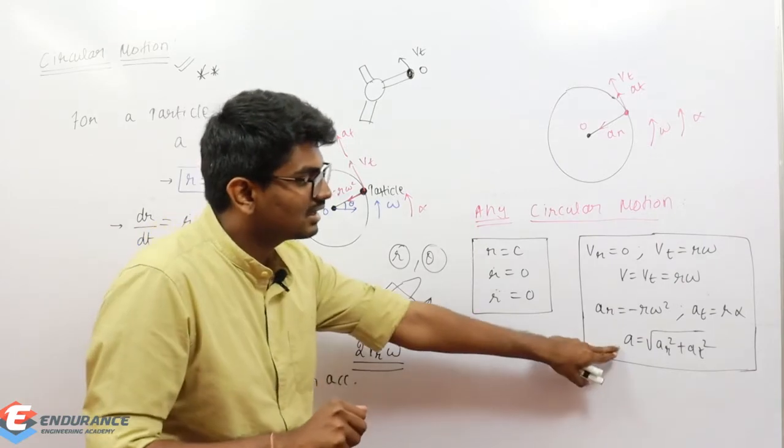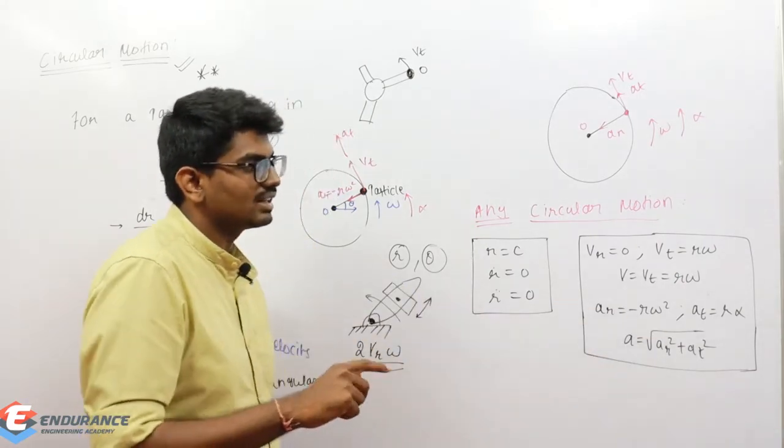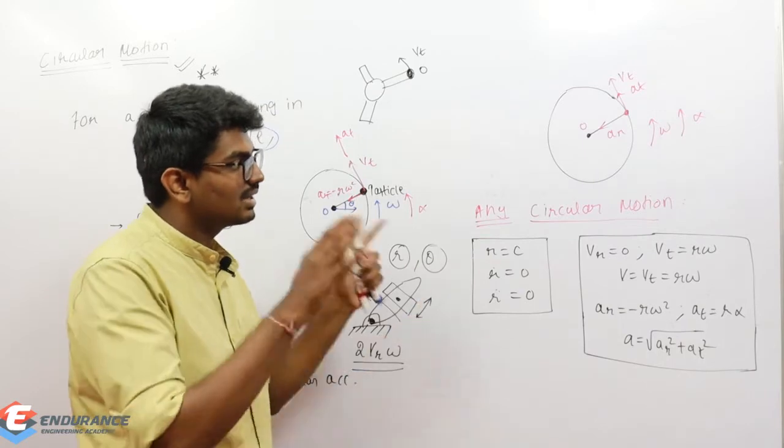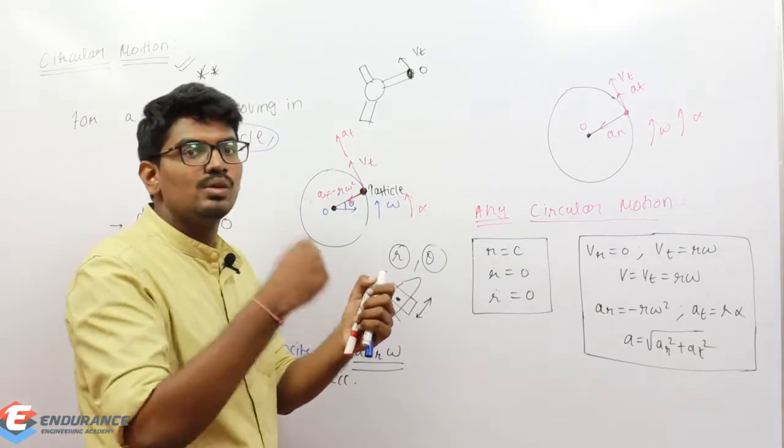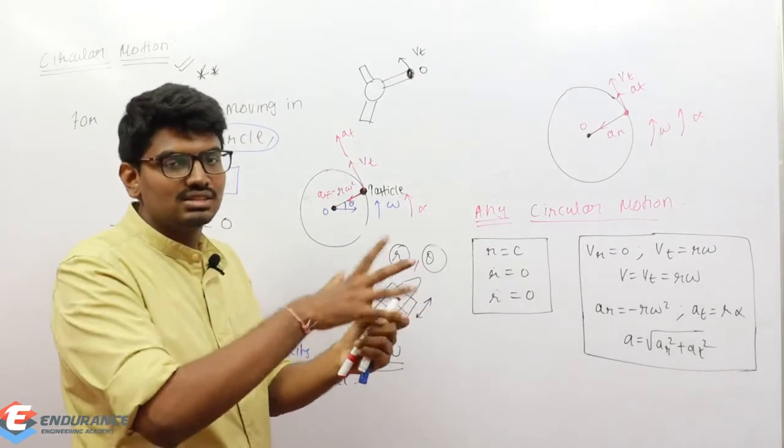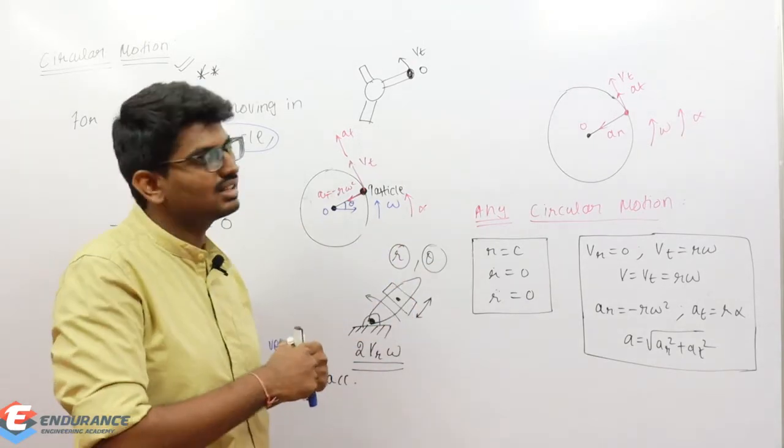And finally the resultant acceleration can be determined by the root of ar square plus at square, and this is applicable for any circular motion. Now we will start applying a few conditions in the circular motion. So that is the representation I did there.